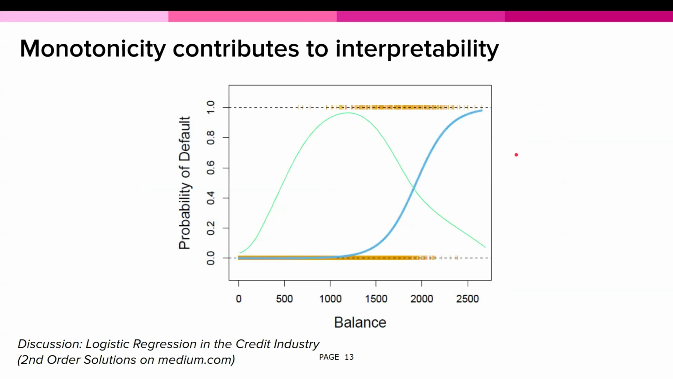boundary. And so I'd like to say a bit more about the significance of our choice of a monotonic function in that output layer.